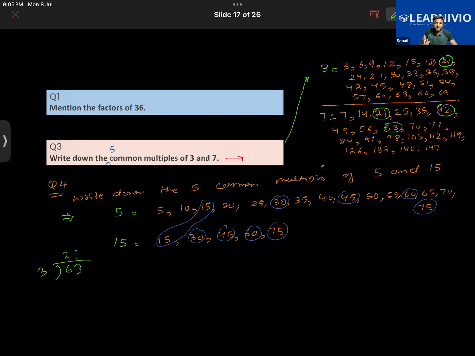Okay. So how many multiples do we have so far? 3. Okay. Next, 70. Is it divisible by 3? No. 77? Also no. What about 84? Think about this carefully. Is it divisible by 3, right? I guess 84 is divisible.